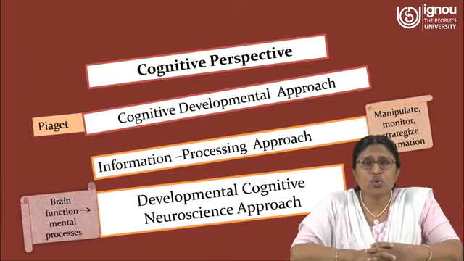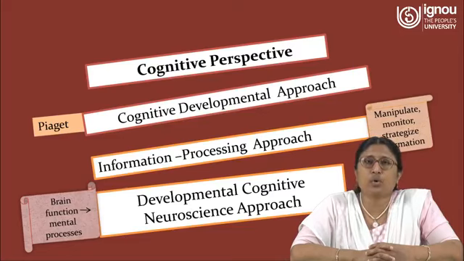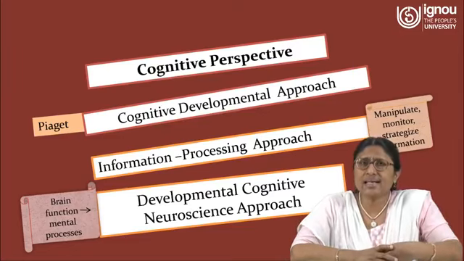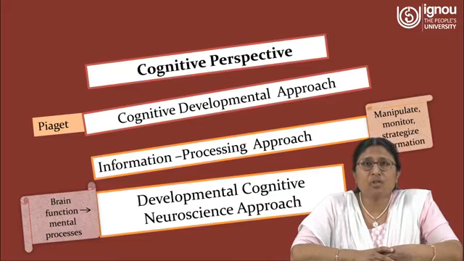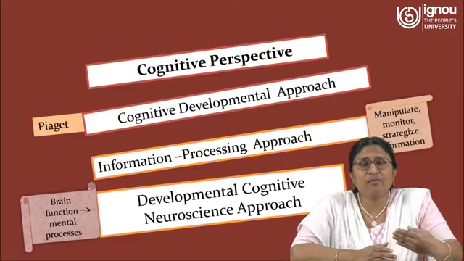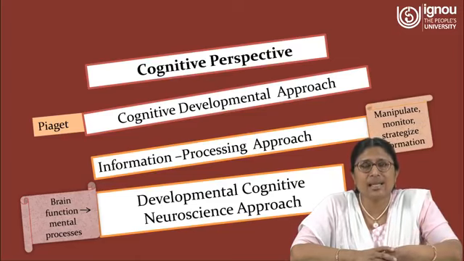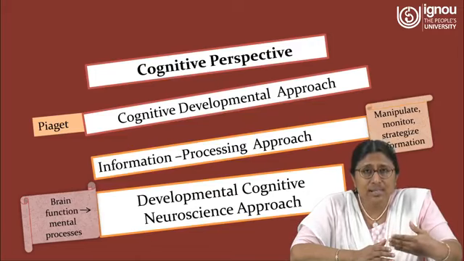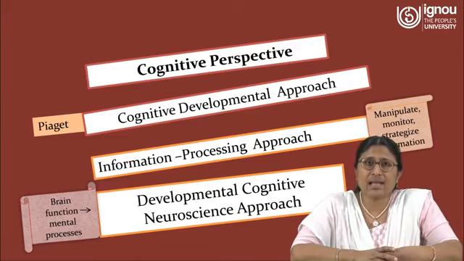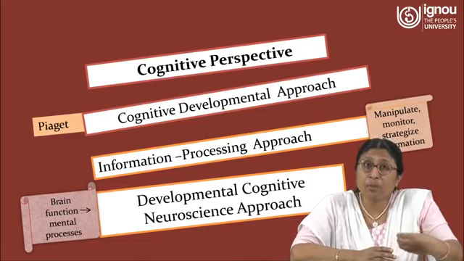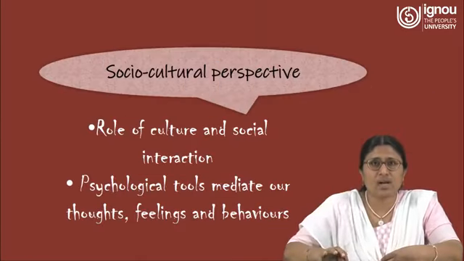And the next approach is the developmental cognitive neuroscience approach. From this we can understand the importance of the functioning of the brain, how the brain functions, and how these brain functions lead to mental processes. That is very much important in this developmental cognitive neuroscience approach. And here, this approach emphasizes the importance of the brain training that we give to a child.